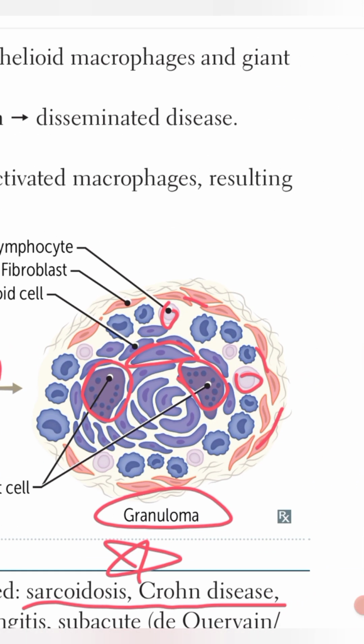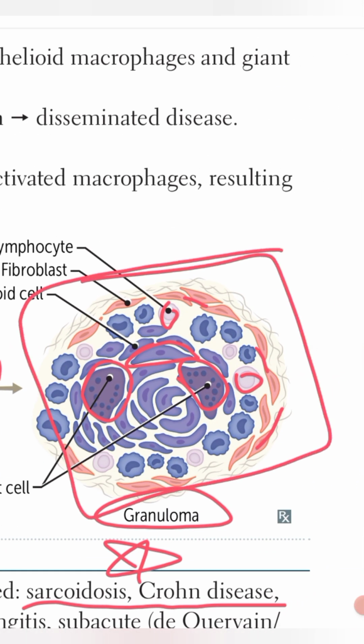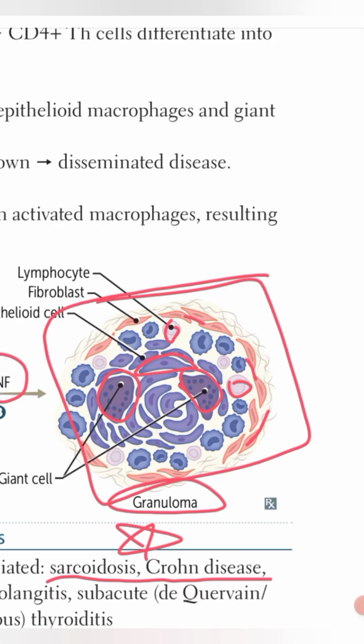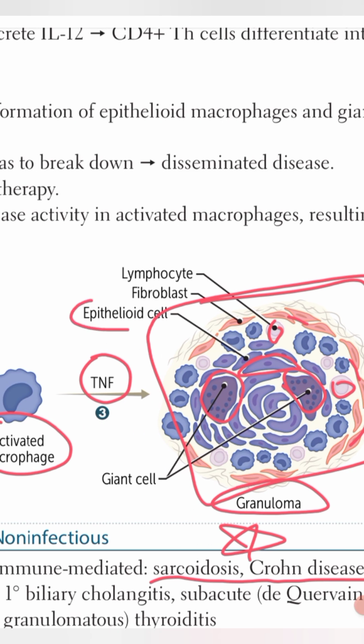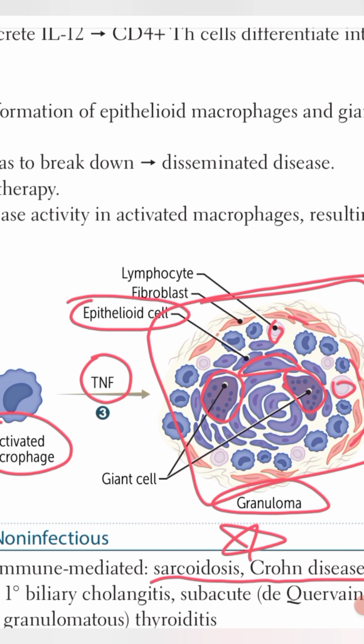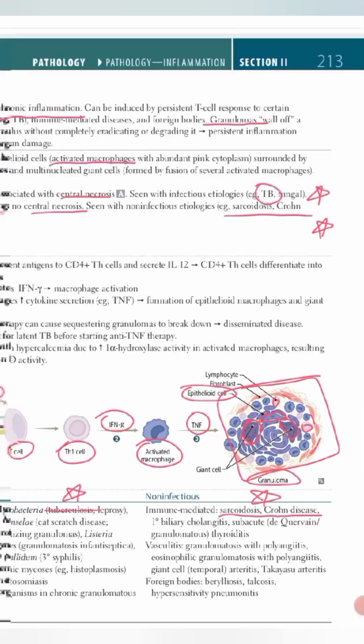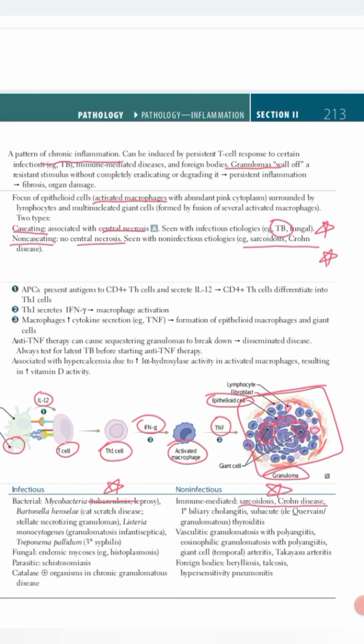This is the basic histology of the granuloma. Epithelioid cells are the most important cells that are seen in granulomas. They are basically macrophages. Then comes the giant cells, and then the lymphocytes and the fibroblasts.